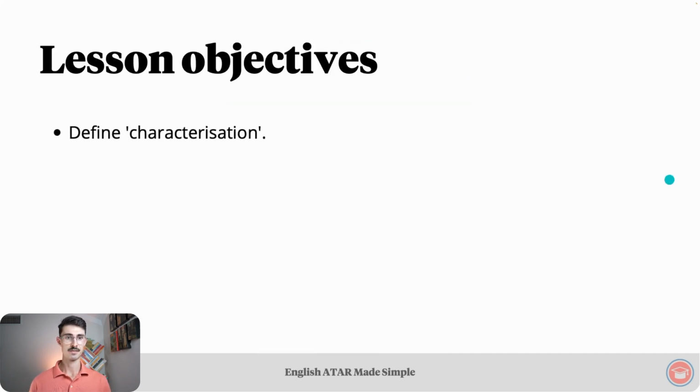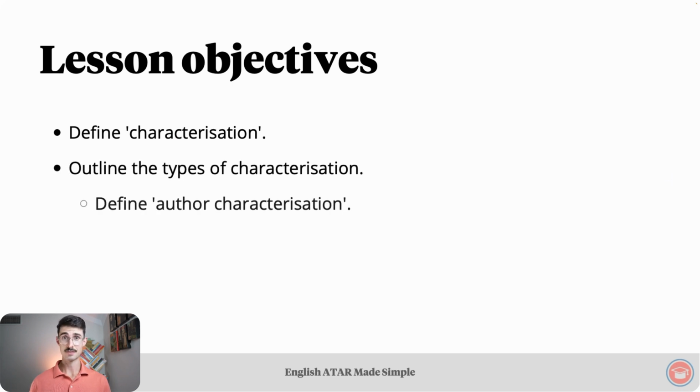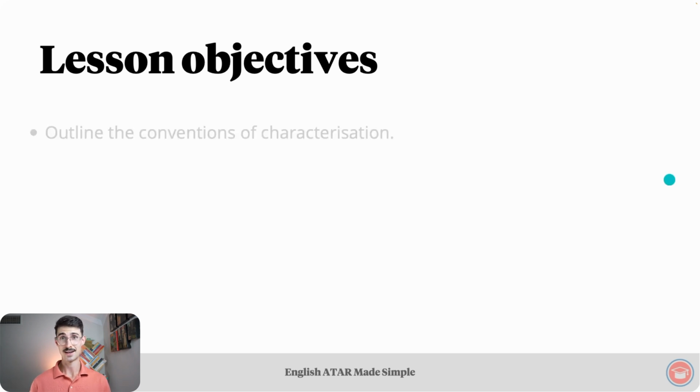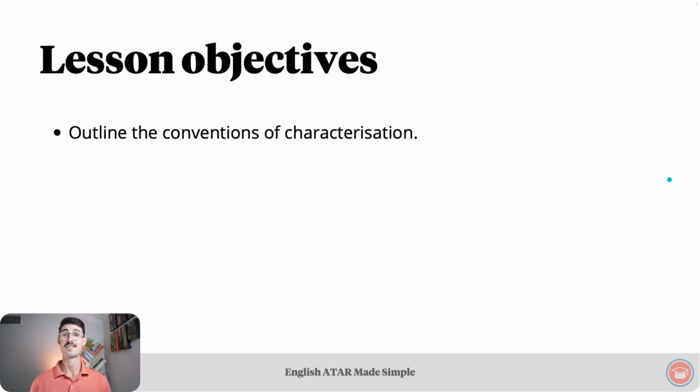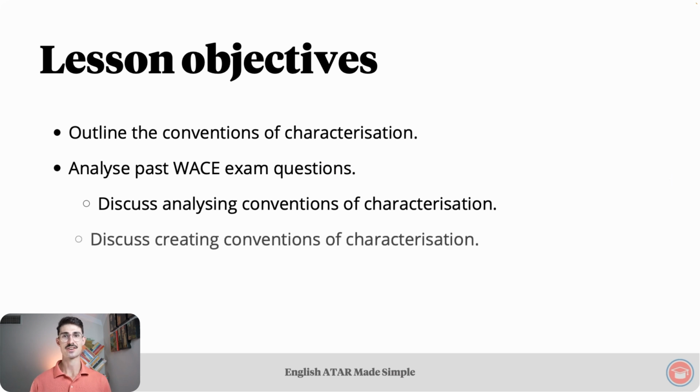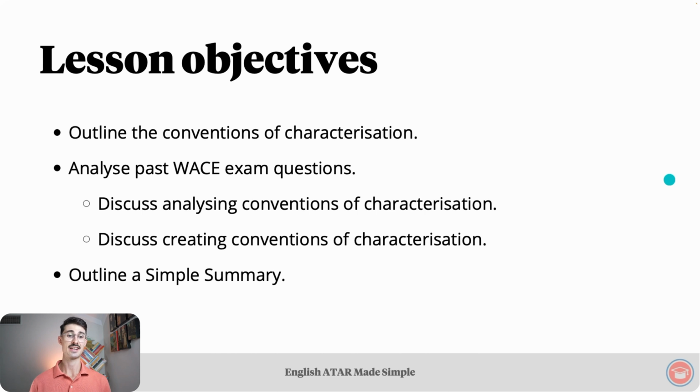Lesson objectives. Firstly, we will define characterization. We'll outline the types of characterization. We'll define author characterization, define audience characterization, compare the types of characterization, outline the conventions of characterization, analyze some past WACE exam questions, discuss analyzing conventions of characterization, discuss creating conventions of characterization, and then outline a simple summary.